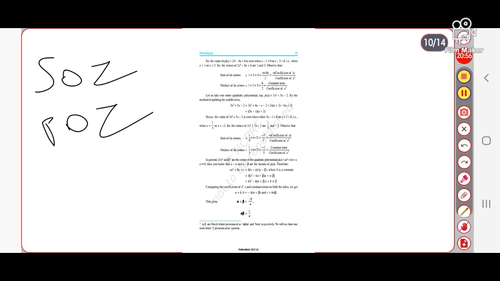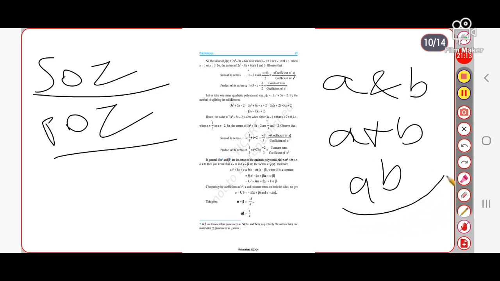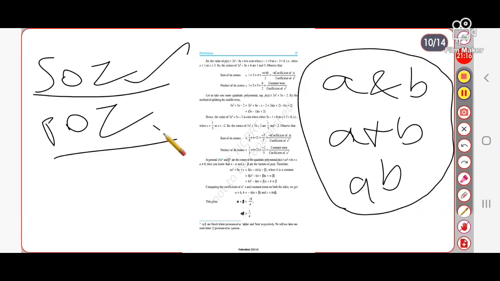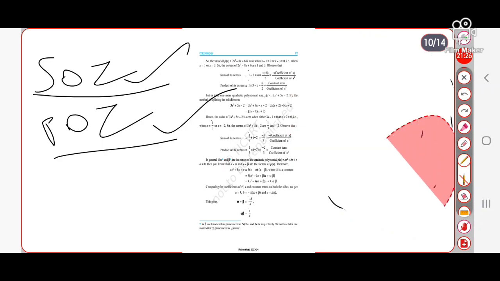SOZ, sum of zeros. See, for a polynomial, let's assume A and B are its zeros. So the sum of zeros is nothing but A plus B. The product of zeros is nothing but AB, right? This is a general definition representing the sum of zeros and product of zeros with respect to the zeros of a particular polynomial. So what is the use, or what can be analyzed by this, is the main content of this particular part of the lesson, right?